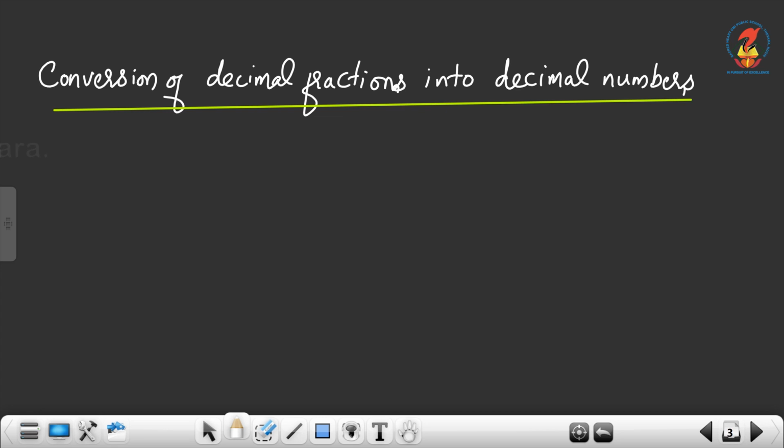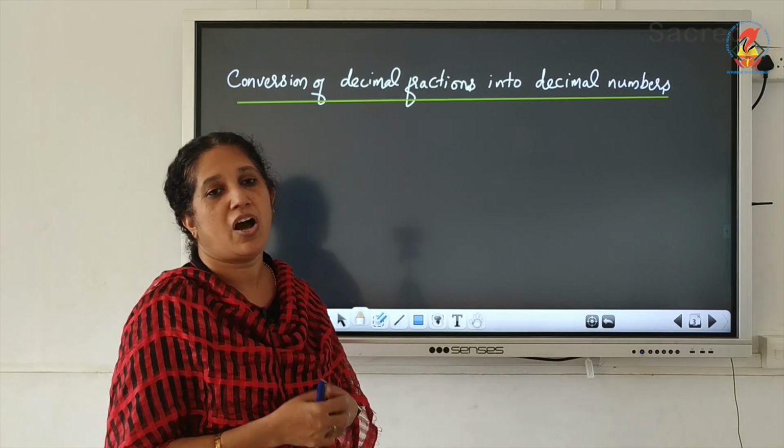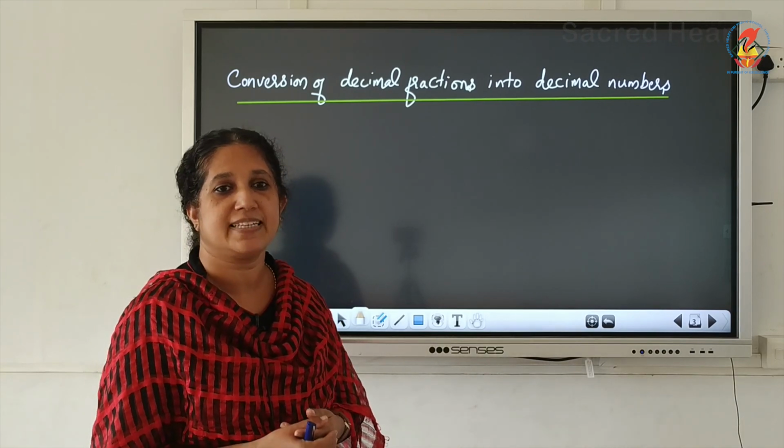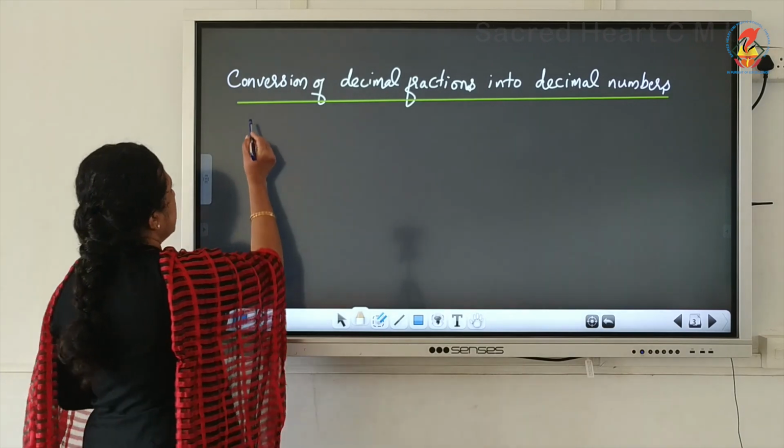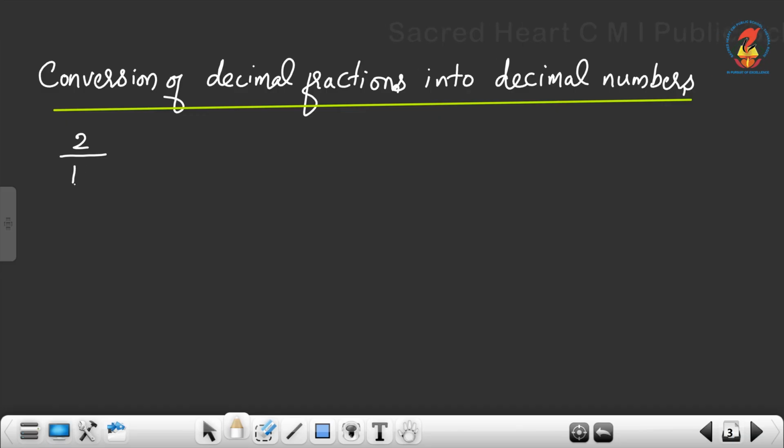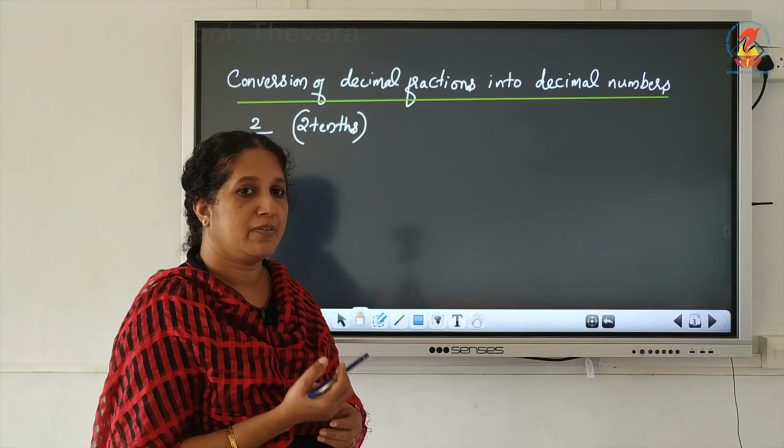Then, conversion of decimal fractions into decimal numbers. If the decimal fractions are given, how can we write the corresponding decimal number? Let us consider the first example, 2 by 10. What is meant by 2 by 10? We can say that there are 2 tenths. So, what is the decimal form? How do we find the decimal form?